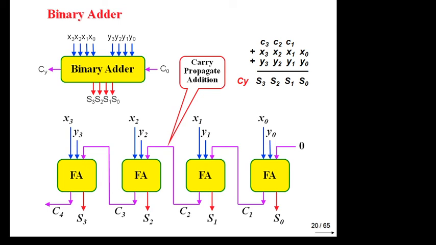This is your binary adder. There are 4 bits y3, y2, y1, y0 and 4 bits x3, x2, x1, x0. You have to add this with this, and the result is sum s0, s1, s2 and s3, and the final carry is Cy. Initially C0 is 0.